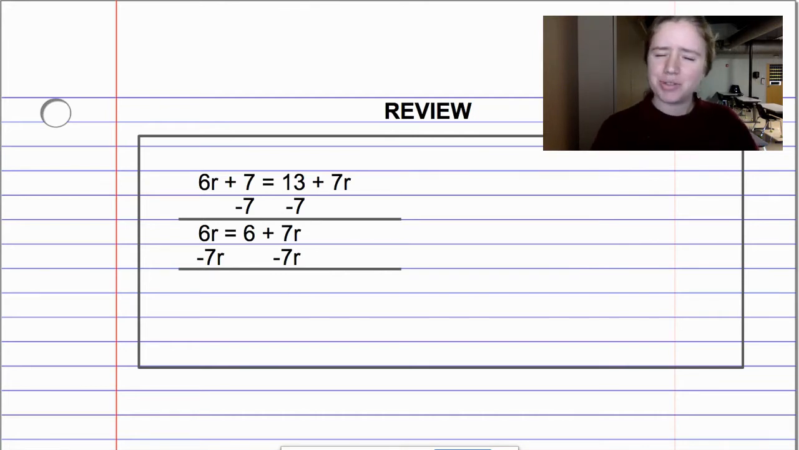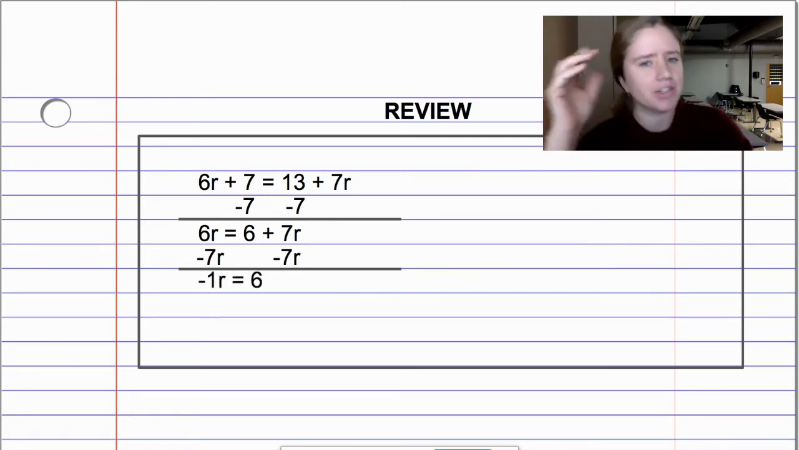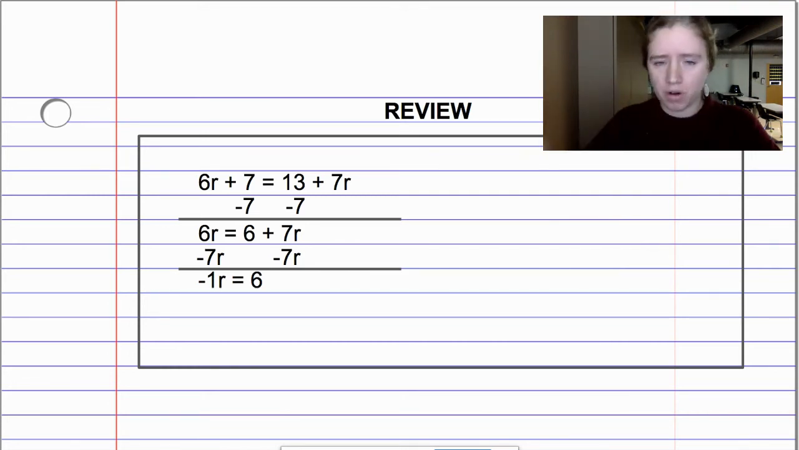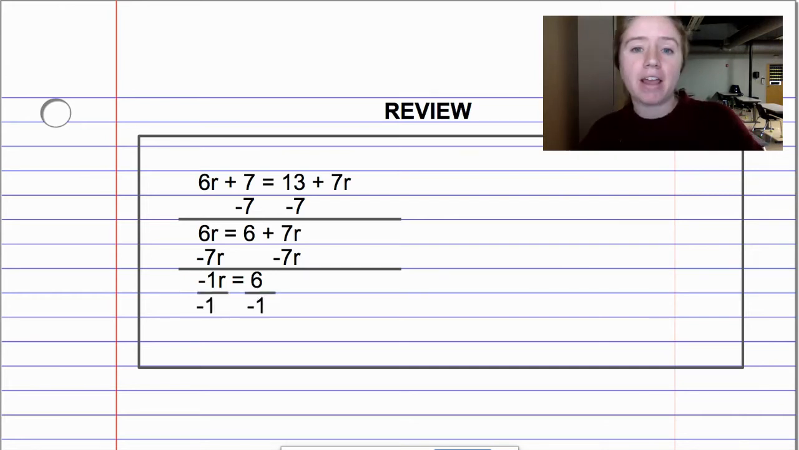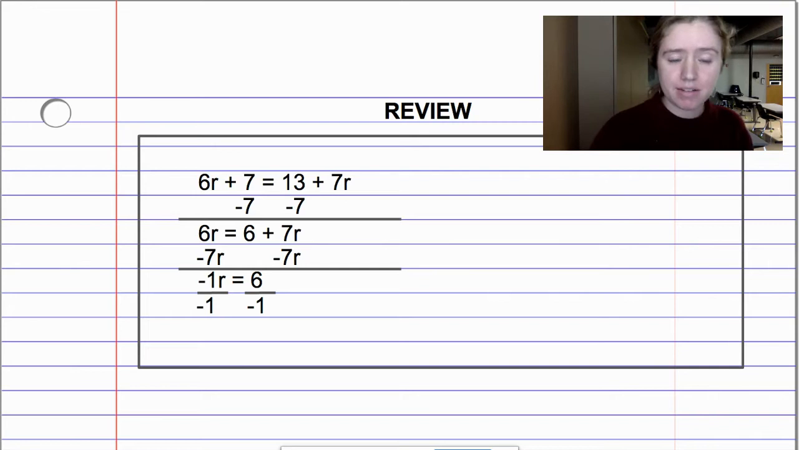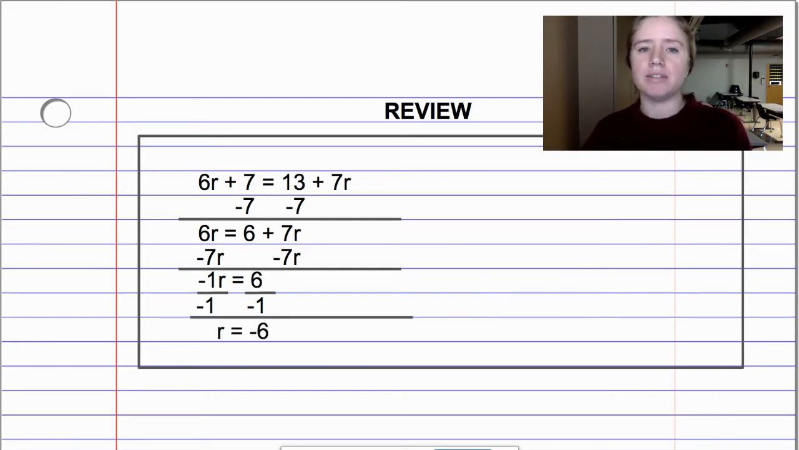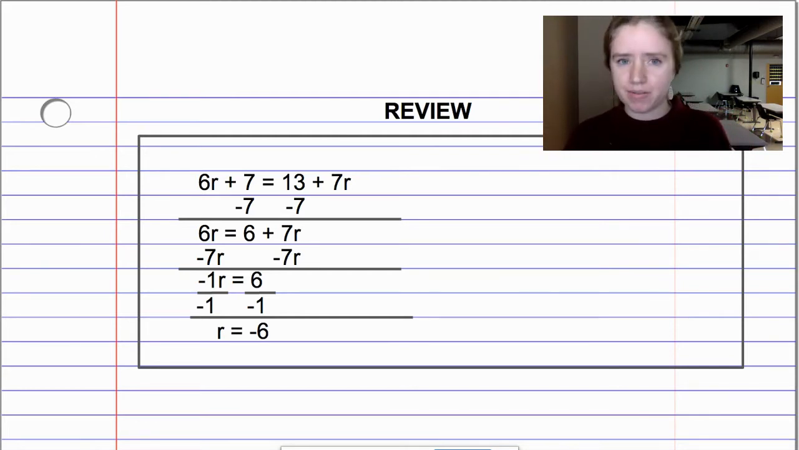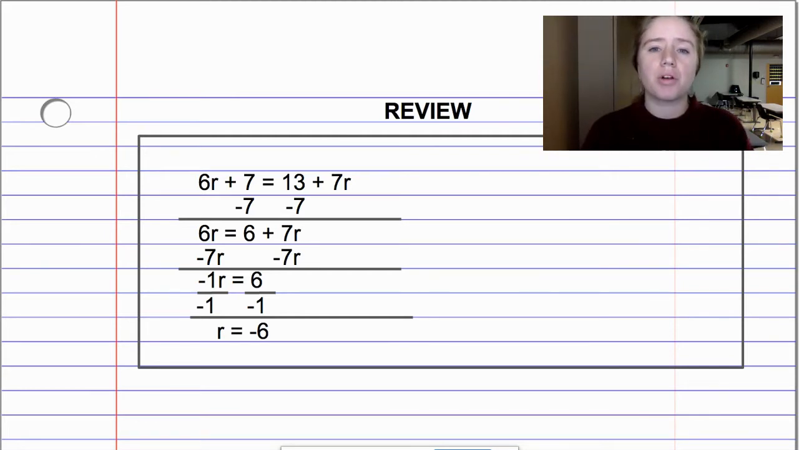On the left side, I do need to be careful because 6 minus 7, we do have a negative 1r equals 6. Now, if I just left my equation like this, that's not going to be right because our variable cannot be negative. So I'm going to divide by negative 1. That cancels out my negatives on the left because a negative divided by a negative is a positive, and then we should get r equals negative 6. Now, I crushed through this, so if you want to go back and rewatch, that's fine. But this is a lot of what we are going to do today.